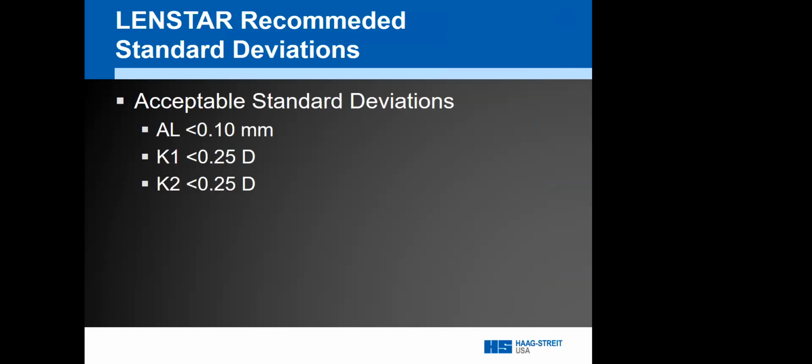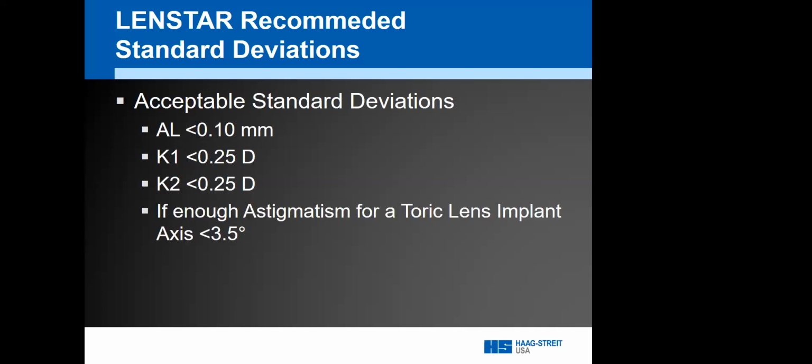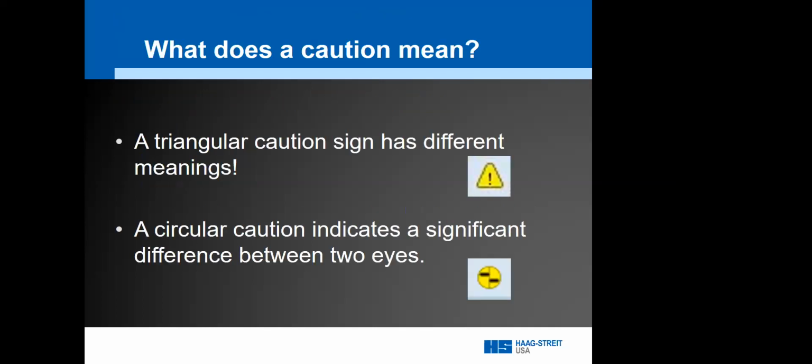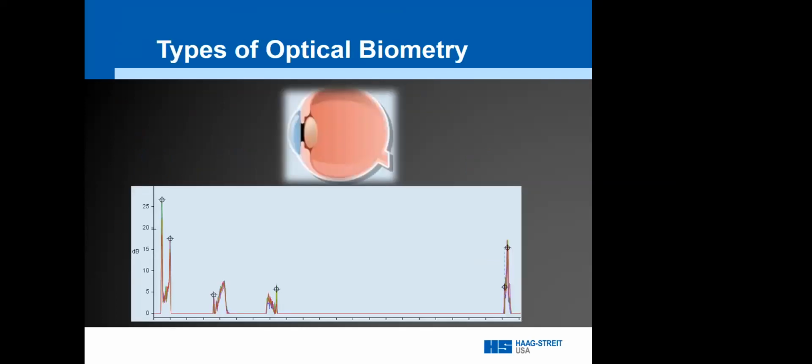And if we have enough astigmatism to qualify a patient for a toric lens, we want to make sure that the axis has a standard deviation of less than 3.5 degrees. Now, if you're plugging in your Lenstar measurements into a third-party LRI calculator, probably want to address axis for that as well. Any other measurement will be automatically assigned a caution in the iSuite software. A triangular caution has different meanings you're going to find out today. And a circular caution always indicates a significant difference between the two eyes.